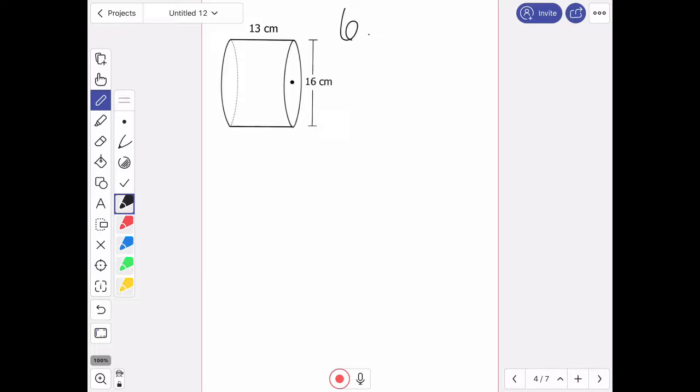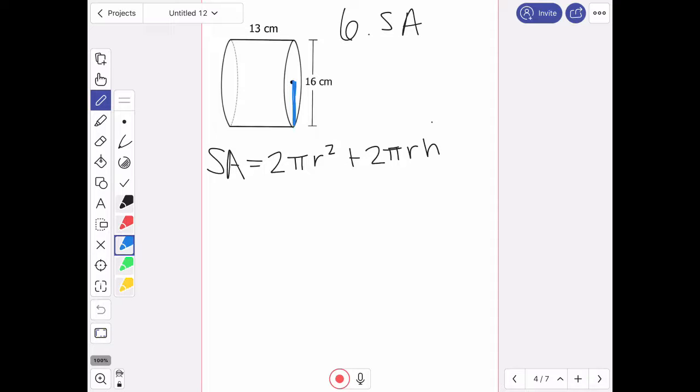For number 6, I am finding the surface area this time of a cylinder. So the surface area formula for a cylinder is going to be 2 times pi r squared plus 2 times pi times r times the height. Okay, so my radius is only from the center of the circular base of the cylinder to the edge of the circle. So I have to take half of 16 to find my radius of 8.